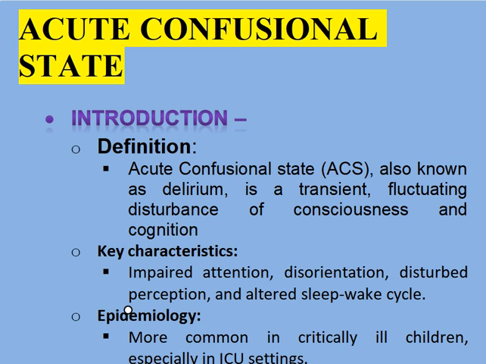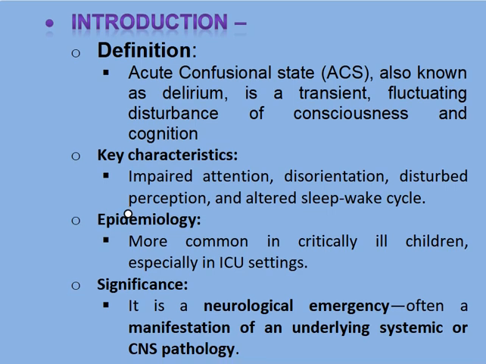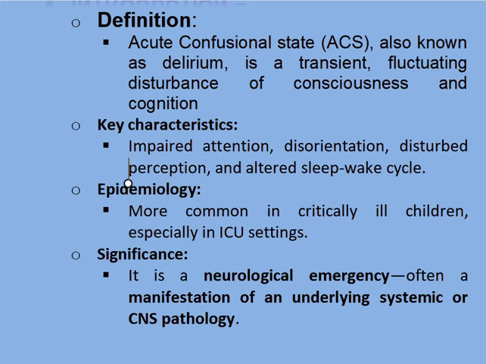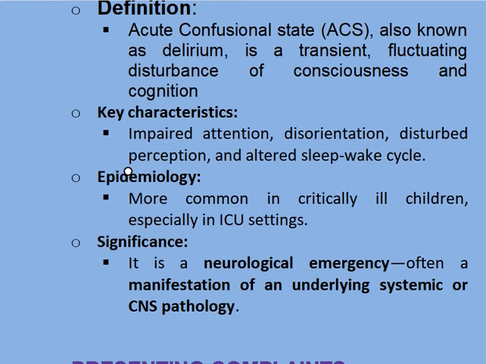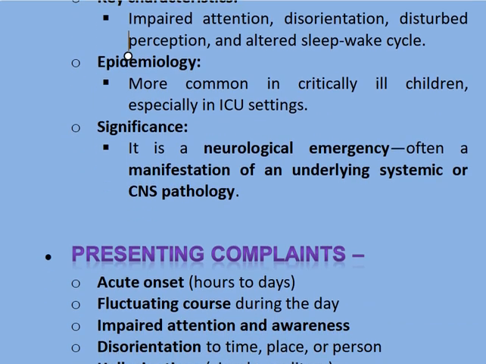So सबसे पहले definition, acute confusional state also known as delirium is a transient fluctuating disturbance of consciousness and cognition. It is characterized by impaired attention, disorientation, disturbed perception and altered sleep-wake cycle. It's more common in critically ill children, especially in ICU settings. It is significant because it is a neurological emergency, often a manifestation of underlying systemic or CNS pathology.